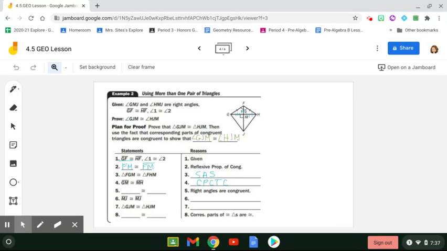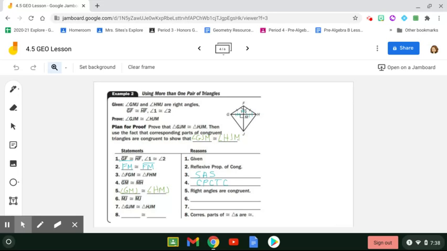The next thing we're going to do is start going towards the big triangles down at the bottom and start trying to prove that those are congruent. So they have given to us that angle GMJ and angle HMJ are right angles. So we're going to say that angle GMJ and angle HMJ are congruent because right angles are always congruent.